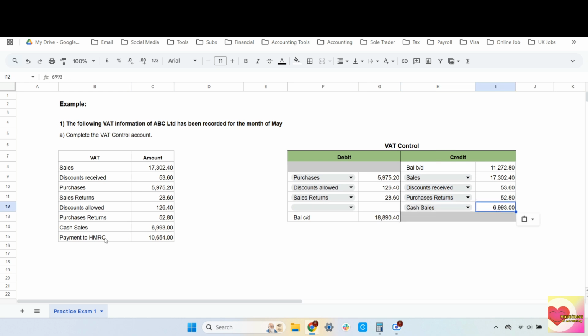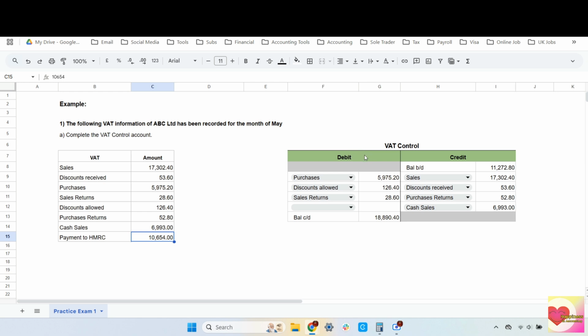And the last is payment to HMRC. Remember that VAT control account is a liability account, so normally the balance at the end of the period is credit, and we have to pay that liability to HMRC. However, there are some cases that the balance is debit. It means we have no liability to pay to HMRC. Instead, we have a receivable from HMRC.